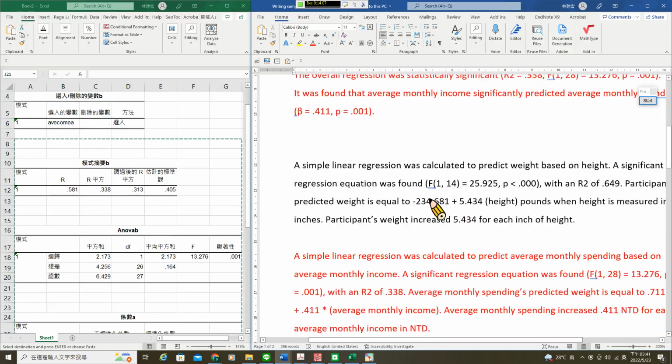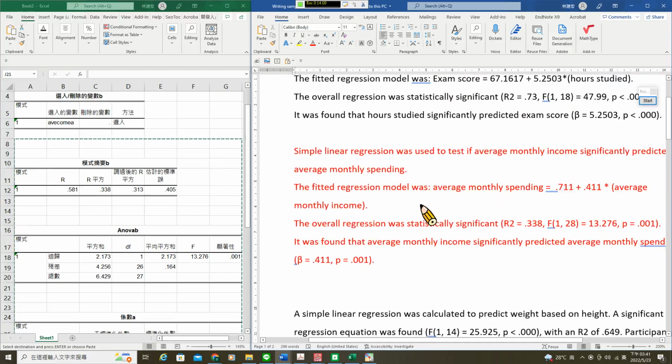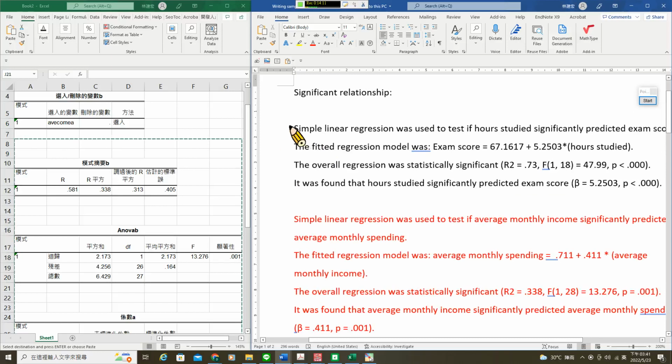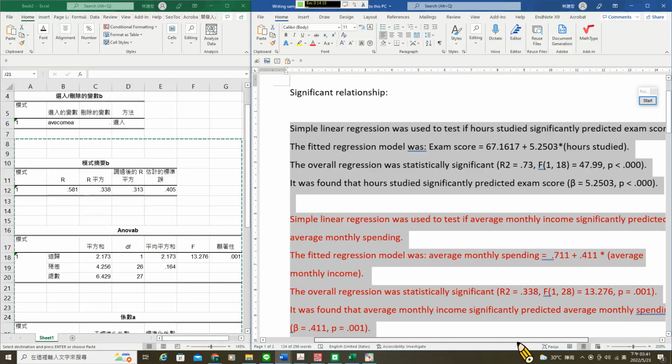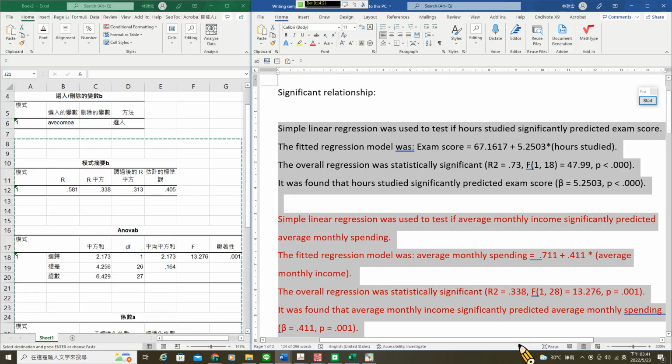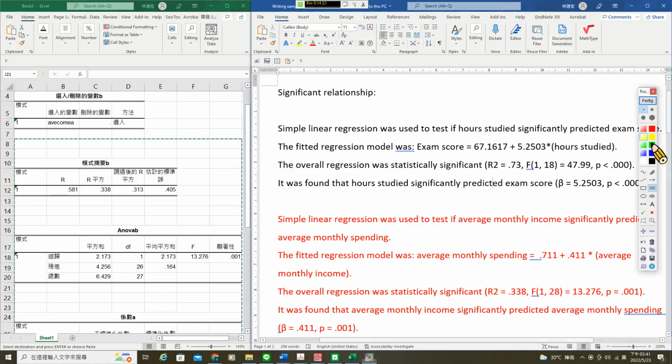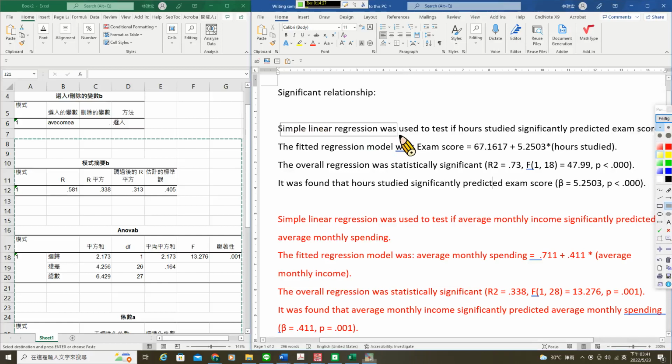Let me move this to here first, okay? So this one is a very, very mechanic way of writing. Basically, it is used to report several important ingredients. The first one is to report what kind of test. The test was used to see if this one significantly predicted this one. So basically, this is the X, and this is the Y, the examination score.